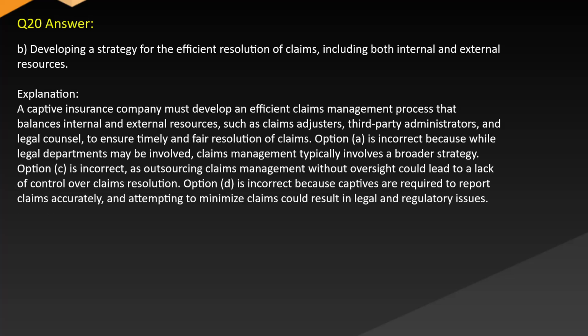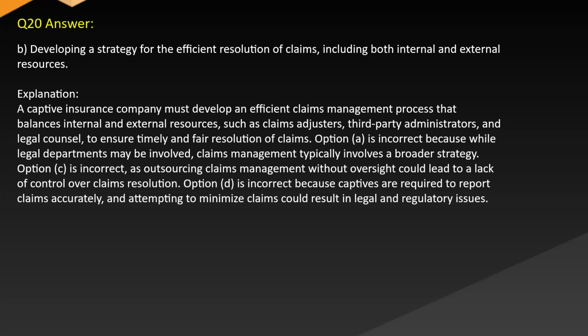Answer: B. Developing a strategy for the efficient resolution of claims, including both internal and external resources. Explanation: A captive insurance company must develop an efficient claims management process that balances internal and external resources, such as claims adjusters, third-party administrators, and legal counsel, to ensure timely and fair resolution of claims.